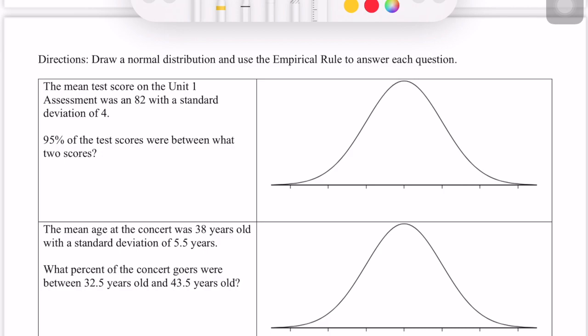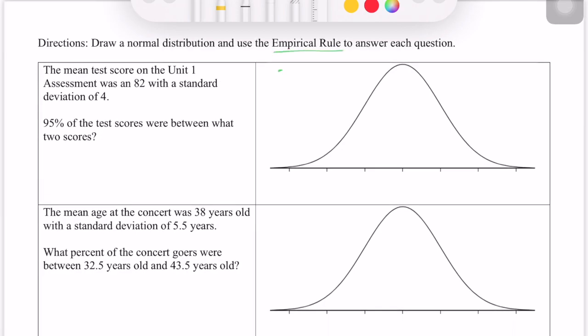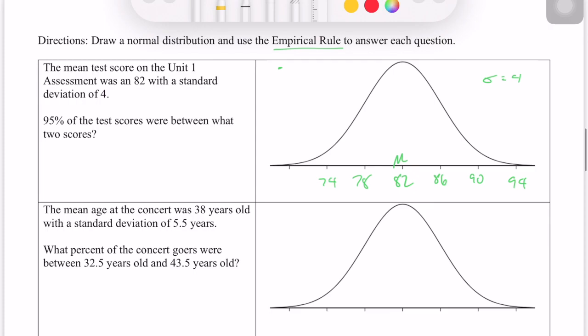Draw a normal distribution and use the empirical rule to answer each question. So the mean test score of the Unit 1 assessment was 82. So my mean here is 82, with a standard deviation of 4. So my sigma equals 4, which means I'm going to be going up and down by 4. So let's go ahead and get those numbers in there. That gives me 86. This gives me 90. And if I make a mistake, excuse me, I am not the best right at the moment. Keep going there. 74 and 70.